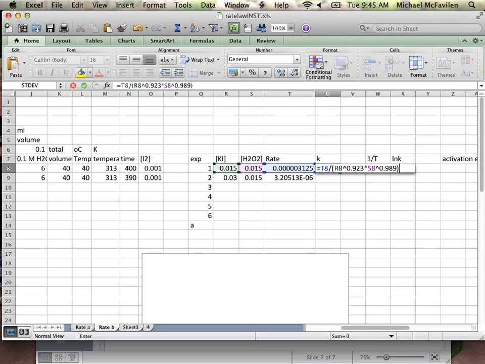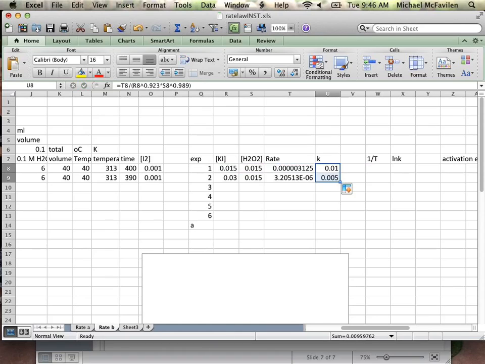Excel should be able to do the order of operations appropriately as I entered it in there with only one set of parentheses. If you don't trust Excel or for some reason you get weird results from part A, you can add more parentheses in. Make sure at very least that that bottom part is in its own set of parentheses. Otherwise you'll end up dividing by, in this case, R8 and then multiplying by S8. Which is wrong. It needs to be a division all the way through. Okay? That gives us our rate constant.